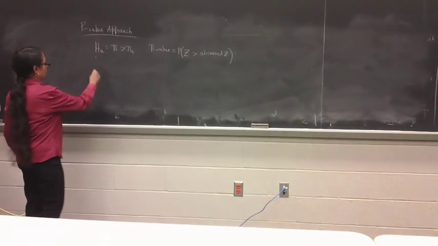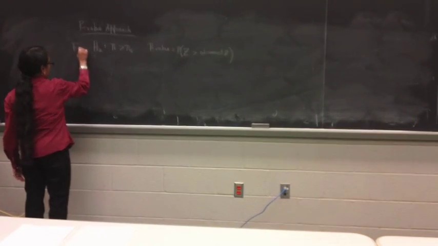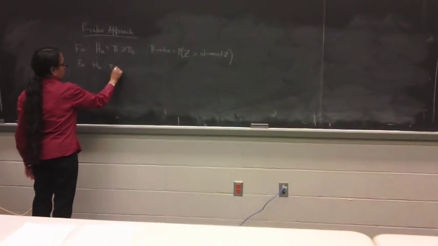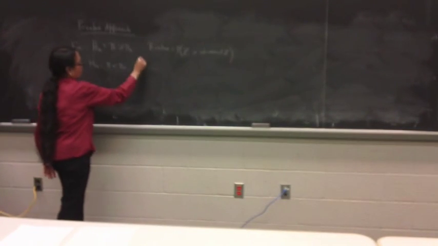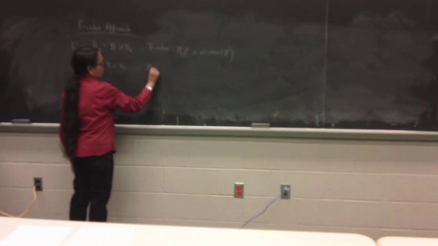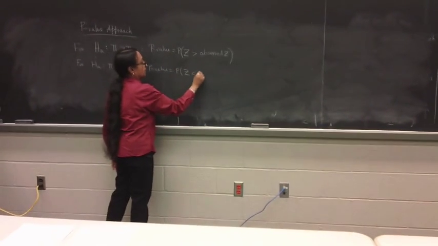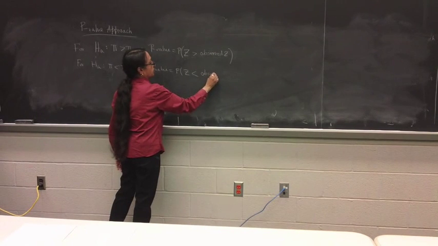And for HA pi less than pi naught, the p-value is the probability z less than observed z.